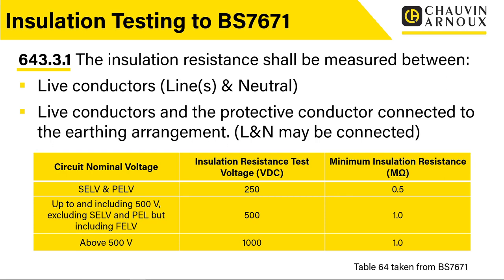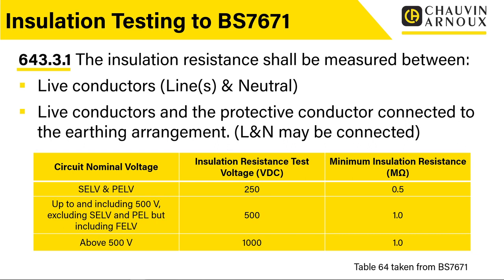But it doesn't stop there, and this is the bit that a lot of people haven't twigged, haven't understood, and it's quite clearly described in Guidance Note 3. It says we must test between the live conductors and the protective conductor connected to the earthing arrangement. So if we are checking to a protective conductor, that protective conductor must, at the time of test, be connected, whether that's via a temporary connection or a permanent connection, to the earthing arrangement within the installation.